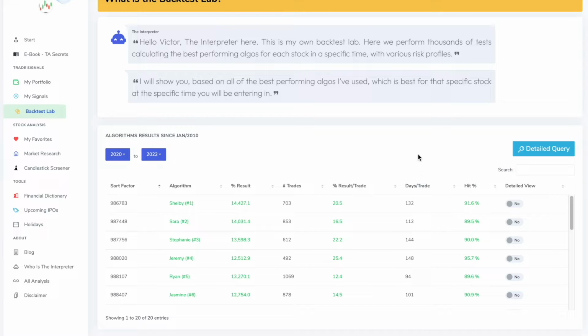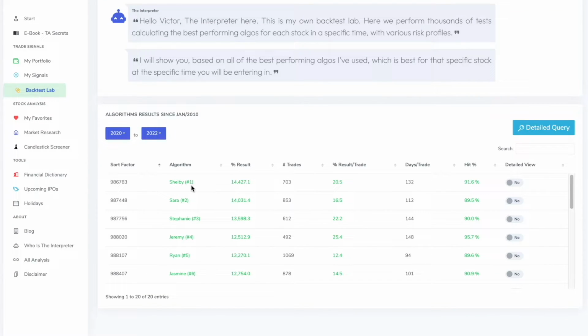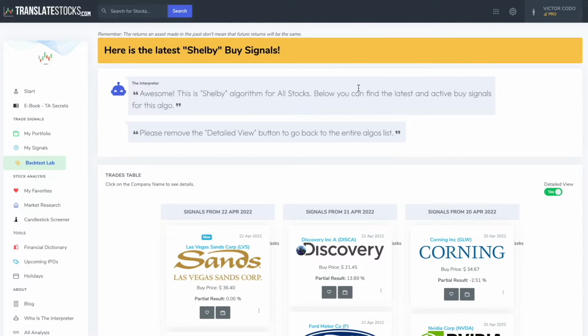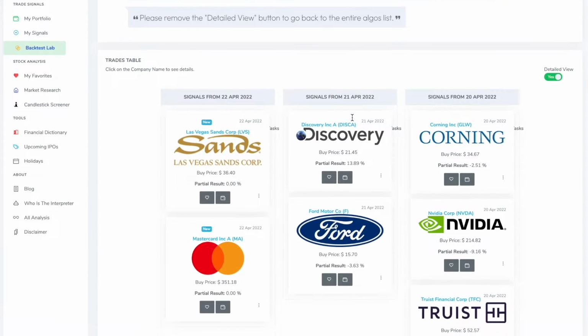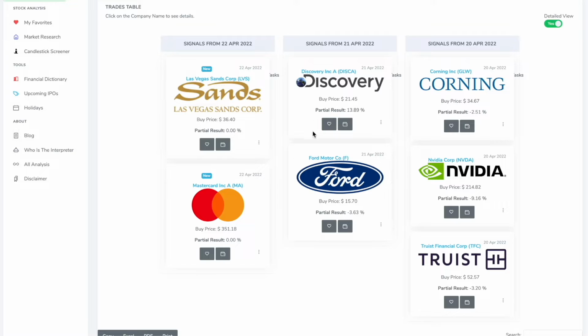Now let's say we like this algo Shelby, which we do. So we go over here on the right and click to see a detailed view and find Shelby's latest buy signals. Now we're going to see all of the signals only from the Shelby algorithm for all the stocks that are part of the three major indexes. On top, we will see the latest buy signals for Shelby. They'll have the buy price and the partial results.